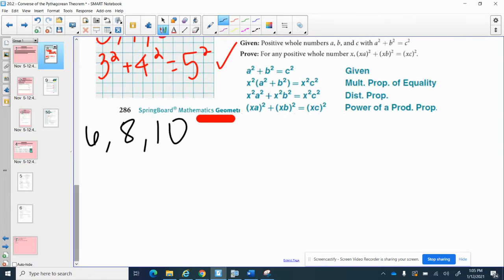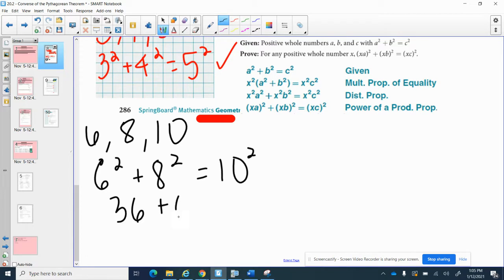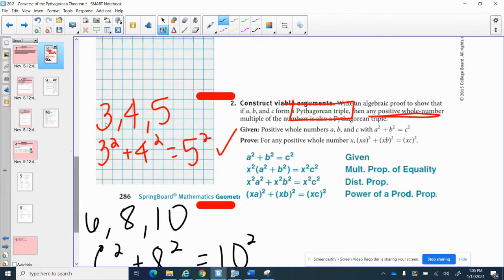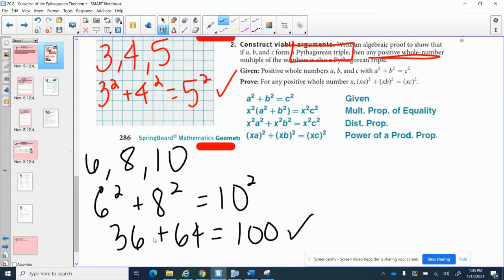And again, we can test this out. So 6 squared plus 8 squared, does that equal 10 squared? Well, yes, 36 plus 64 does in fact equal 100. So that worked out too. And so that means if we multiply 3, 4, 5 by 3, so it was 9, 12, and 15, it would also work out in the Pythagorean theorem. That's just another little side note here based on what we did yesterday.